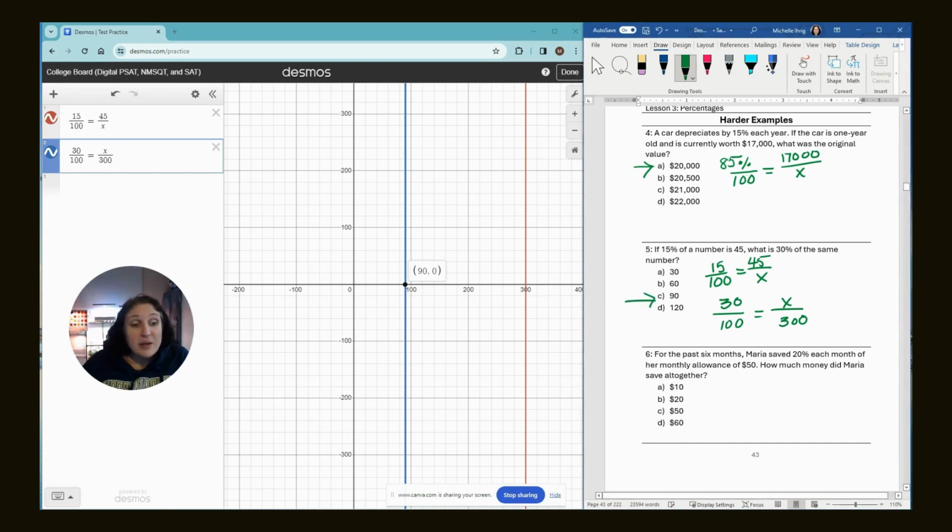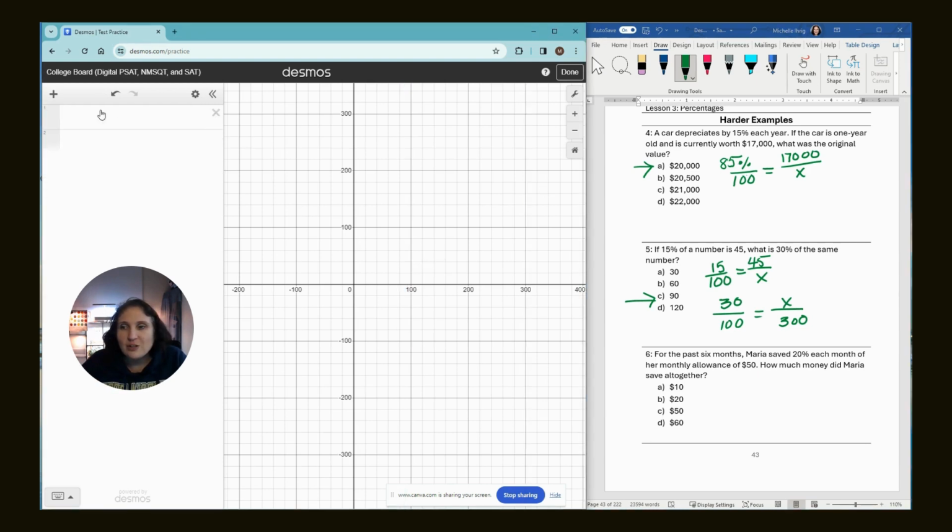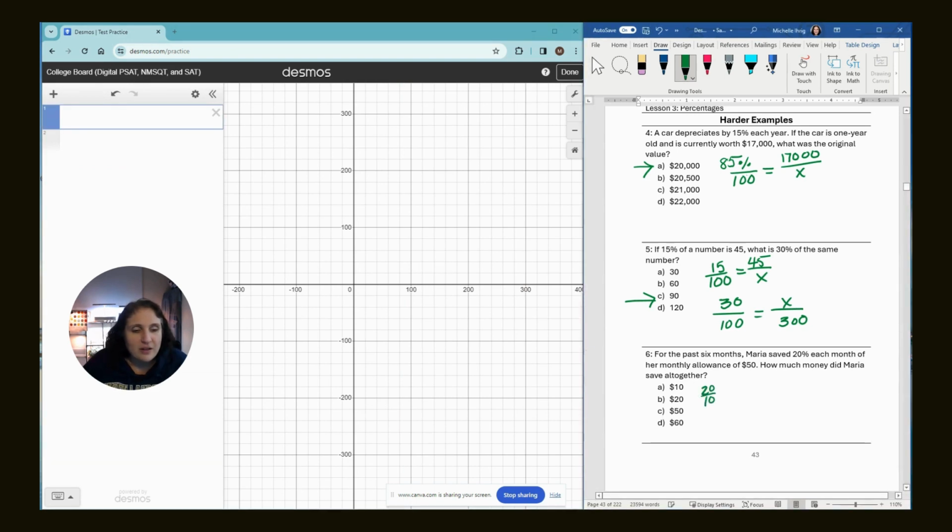And for the past 6 months, Maria saved 20% each month of her monthly allowance of $50. How much money did she save all together? So first, she didn't spend 20% and have 80% left. She saved 20%. So we're going to take this out, and she's saving 20%. So you could do 20 over 100 equals X over 50 to find out how much she saves each month.